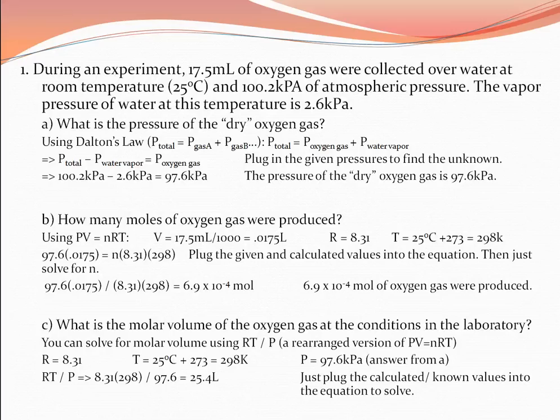C. What is the molar volume of the oxygen gas at the conditions in the lab? You can solve for the molar volume using RT over P, which is a rearranged version of PIVNERT. R is still 8.31. T is 25 degrees Celsius plus 273, which is 298 Kelvin. So then you could just plug in your values using the answer from A for the pressure. So it's 8.31 times 298 over 97.6, which is 25.4 liters.